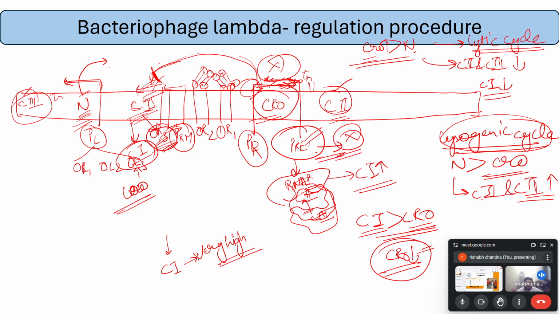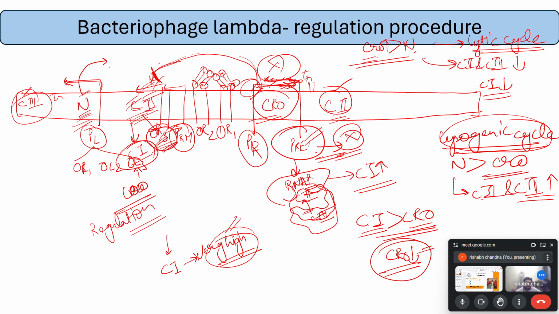So this leads to the inhibition of the C1 molecule when the amount is very high in the bacteria. Okay, so this is how there is the regulation of the lytic and lysogenic cycle and how different proteins are formed as well as degraded inside the bacteria. Okay, this marks the end of the regulation of transcription in prokaryotes.